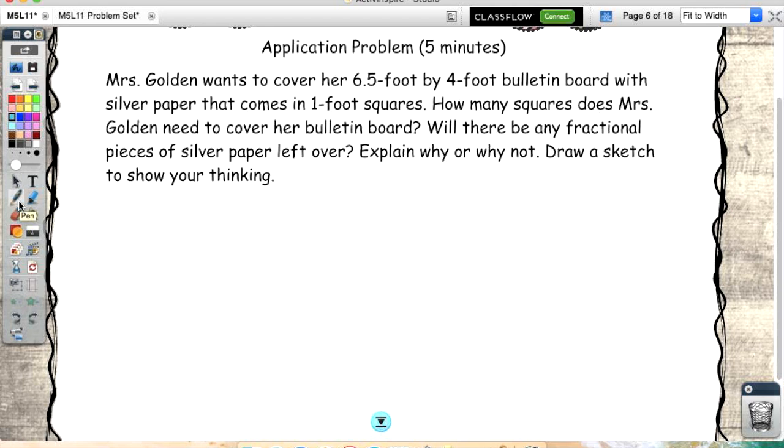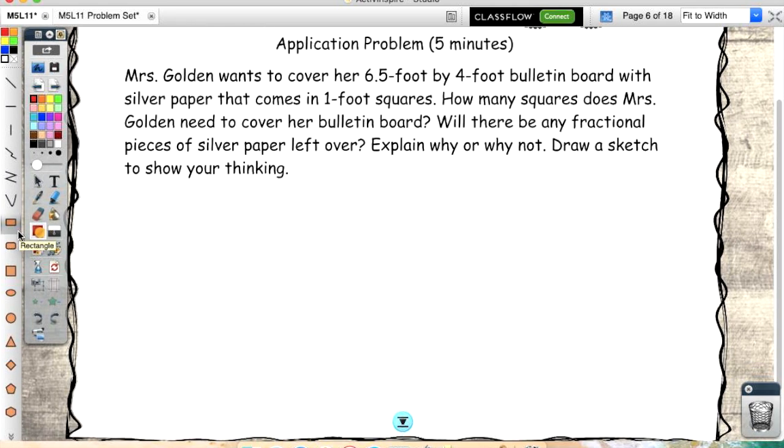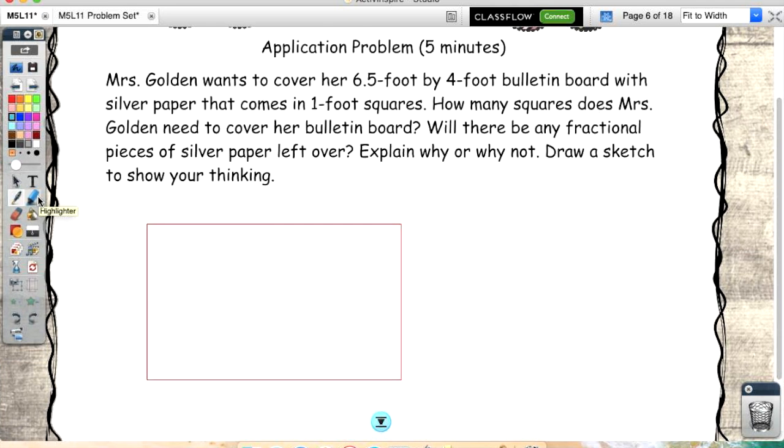All right, it says to draw a sketch, so I think we should start with drawing what would be the bulletin board. So something kind of like that. Okay, and it says her 6.5 foot by 4 foot bulletin board. Okay, so I'm going to put the 4 on this side, and I think I'm going to draw a little line here. This can be my half, and I'm going to write it as a fraction, and this is my 6. Now it says to sketch it out, so that means we're going to sketch out what those 1 foot squares would look like.